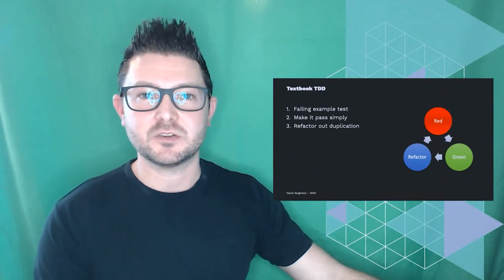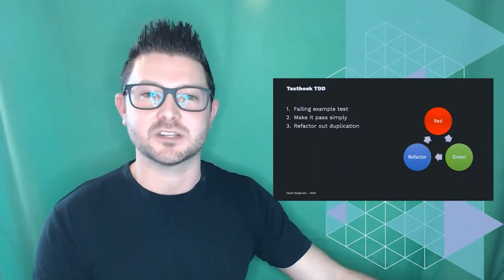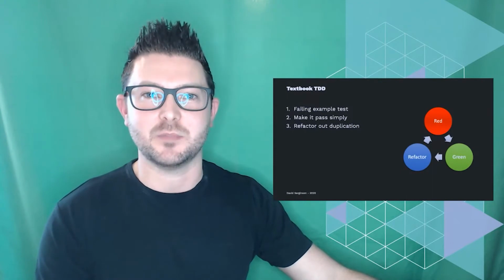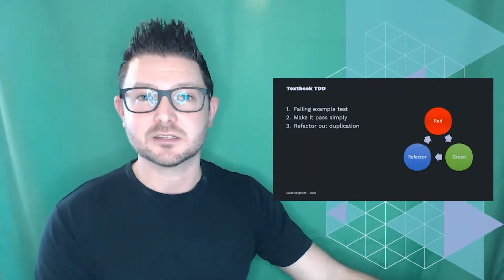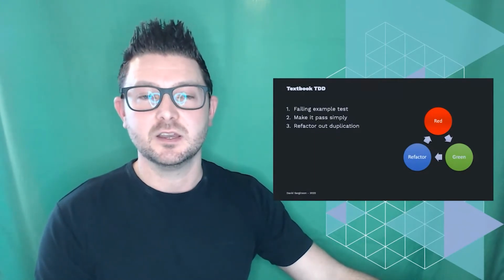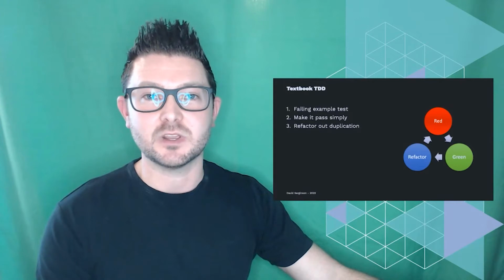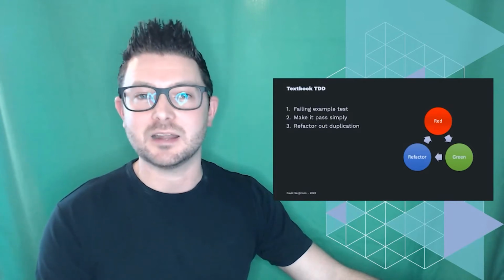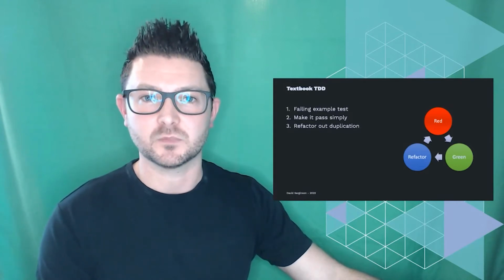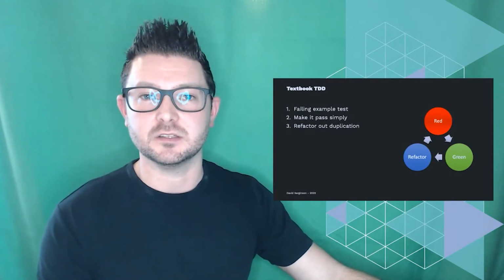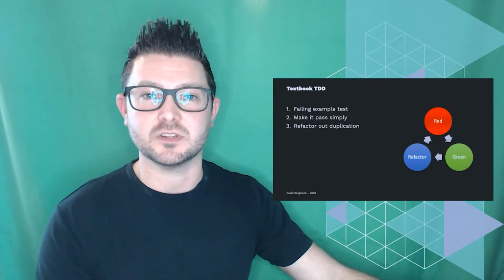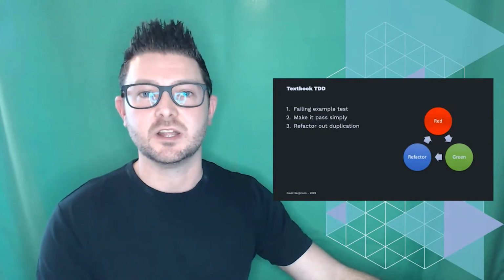So if we think about textbook TDD, I'm pretty sure most people here will have this image indelibly burned into their memory. We write a failing example test. We then make it pass in the simplest possible way. And then we refactor out any duplication or back to a better pattern or make your code simpler. Yeah, this is great. And it's a very good starting point. And about 10 or 15 years ago, even this is kind of where TDD was.